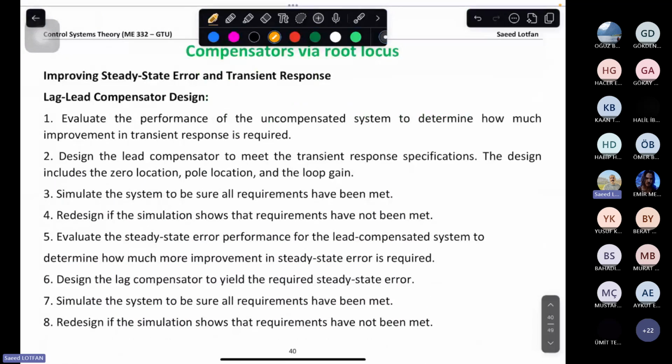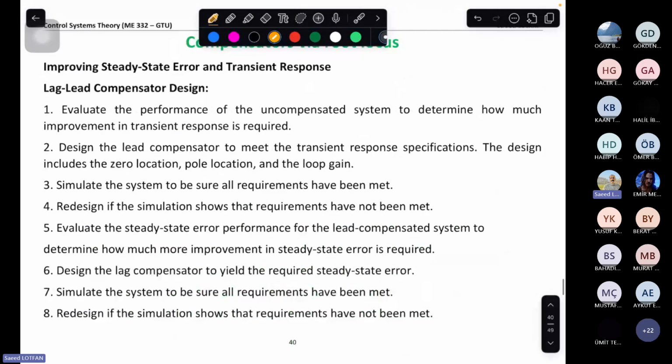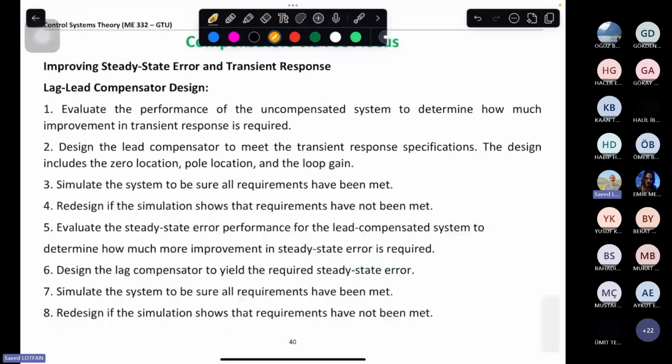And about the lag lead also, first we do the lead, then we do the lag, okay? First lead about the transient response, then we do the lag about the steady state error. So these are the things that you're going to do in your final project. All the 8 steps here should be seen on the final project.